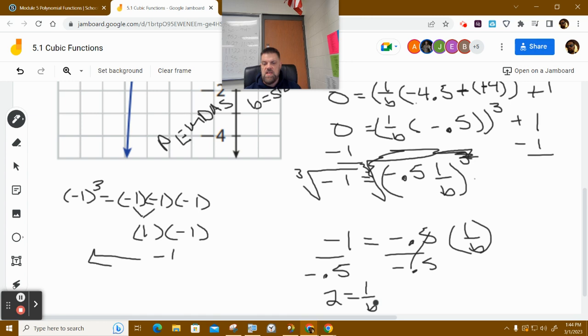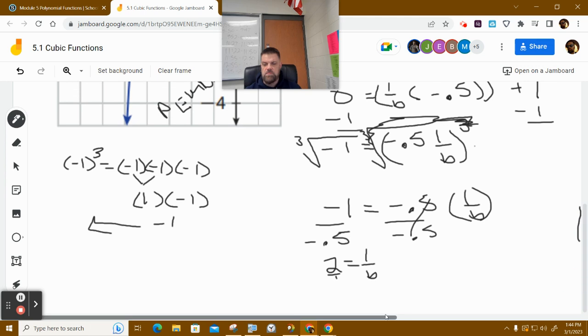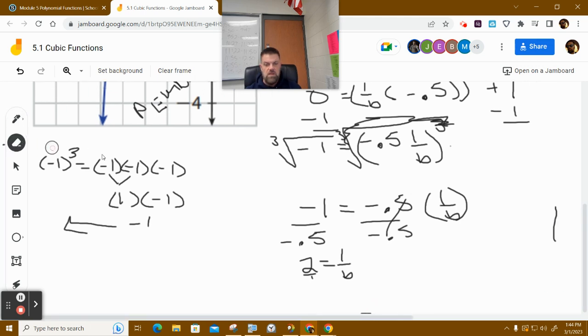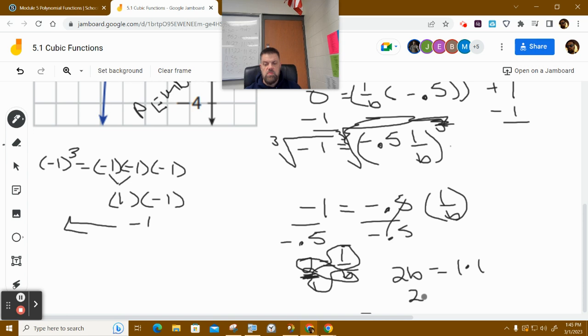Now to solve for b, you do cross multiplying, right? What we're going to do is take that 2 and put it over 1. And then you cross multiply. That's how you get the b. So when you cross multiply, you say 2 times b is equal to 1 times 1, which is 1. 2b equals 1. And then you divide both sides by 2. We did all that work to find out that b equals 1/2.